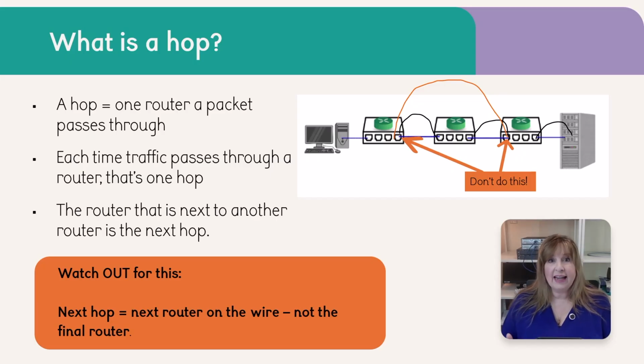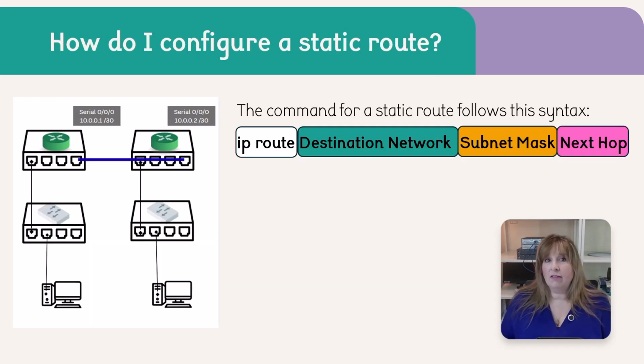Router 1 can't send traffic straight to router 3. It has no direct link to router 3. So router 1's next hop must always be router 2 because that's the only router it can forward traffic to next. Each router only knows about its direct neighbor. So each router's next hop is simply the router on the other end of whatever cable the packet is going out. All right, let's look at our command syntax.